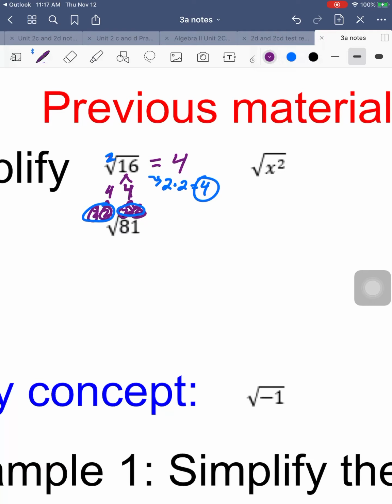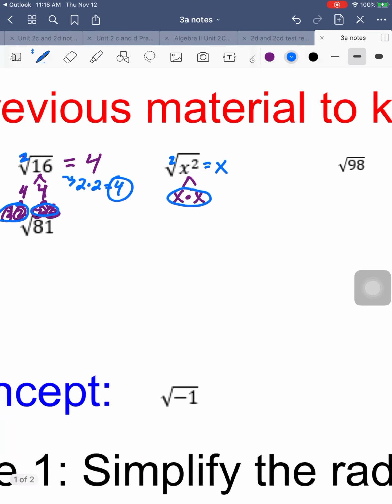Looking at the second one here, we have x squared. Well, how does that break down? That's x times x. These factors just mean multiply, there's multiplying in between each one. So we have it broken down. X can't be broken down any further. It's a square root, so you're looking at pairs. Well, there's a pair of x's. So square root of x squared is just x.